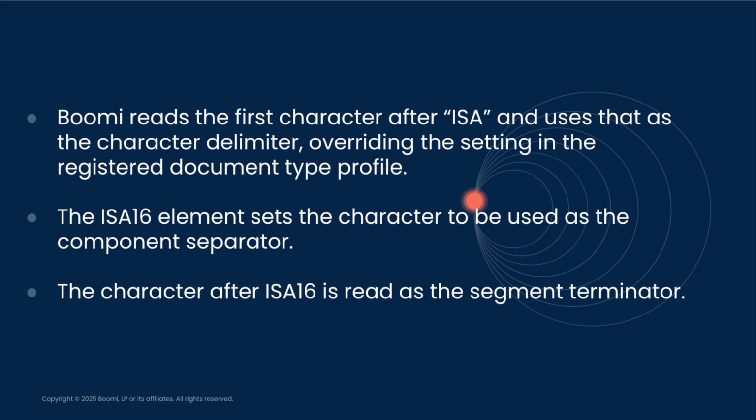Boomi reads the first character after ISA and uses that character as the element delimiter, overriding the setting in the registered document type profile. The ISA 16 element sets the character to be used as the component separator. The character after ISA 16 is read as the segment terminator.